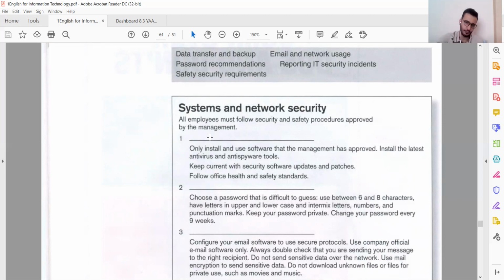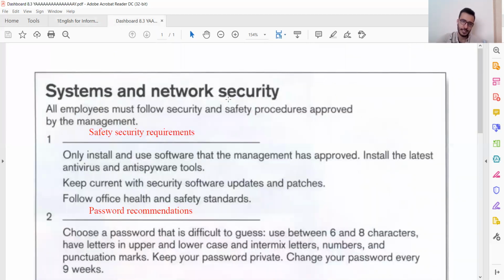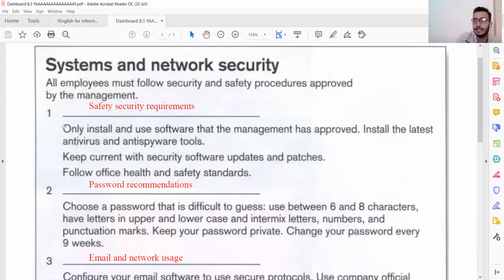طيب هاتوا نتأكد من الحلول. Let's check the answers. The first one, only install and use software that the management has approved. Install the latest antivirus and anti-spyware tools. Keep current with security software updates and patches. Follow office health and safety standards.